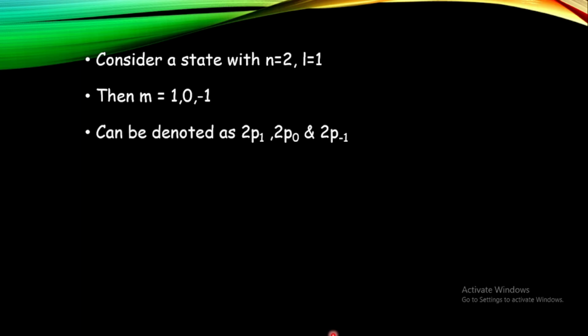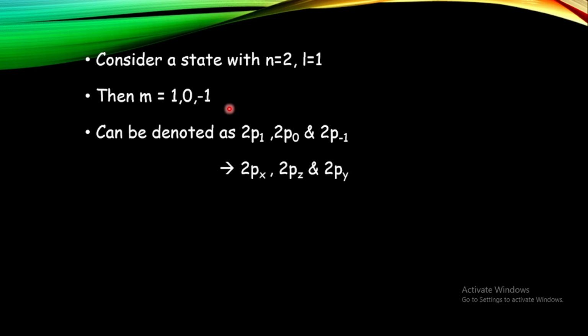And this can be denoted as 2p1, 2p0, 2p-1. That is the orbitals, where 2 is the principal quantum number, that is n. P represents the orbital corresponding to the p electron, that is the principal orbital, because L is equal to 1. And this 1, 0 and minus 1 represent the magnetic quantum numbers. So this is how we are going to denote the different orbitals or shells of any atom.